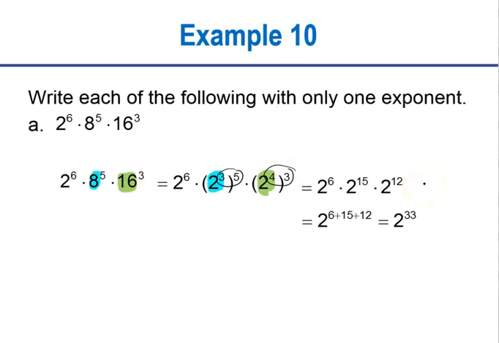Now you keep the common base. You don't say 2 times 2 times 2. You are handling that when you add those exponents together. You don't multiply the base because they will all match, and you have to keep that matching base.